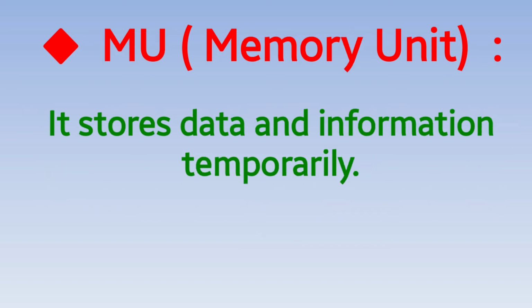Then the next and last part of the CPU is MU. Its full form is Memory Unit. What is its work? The memory unit stores data and information temporarily in the computer.